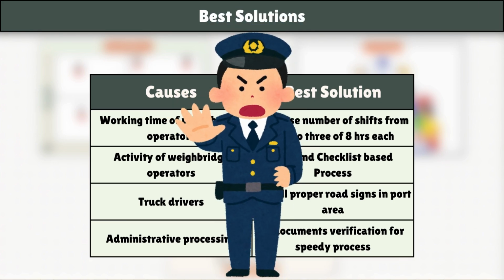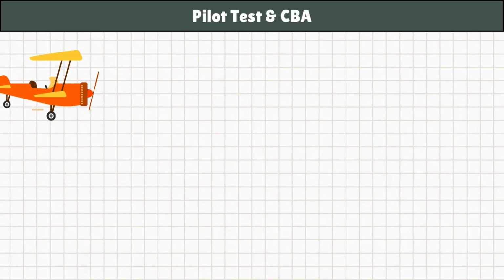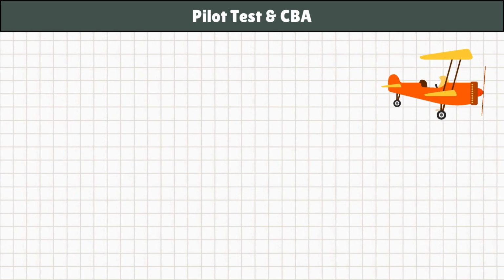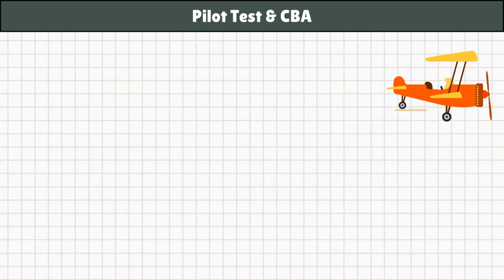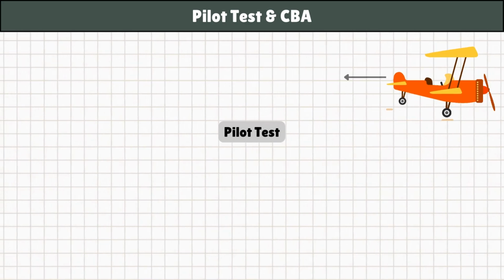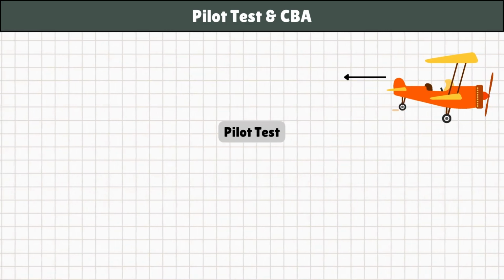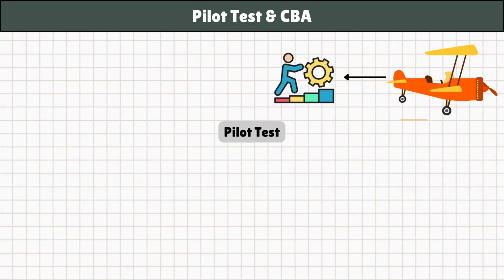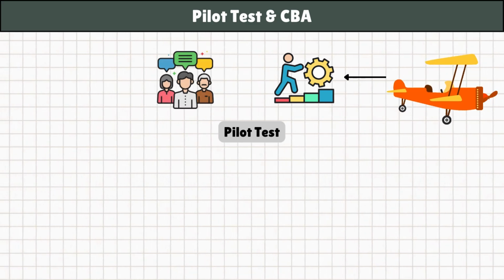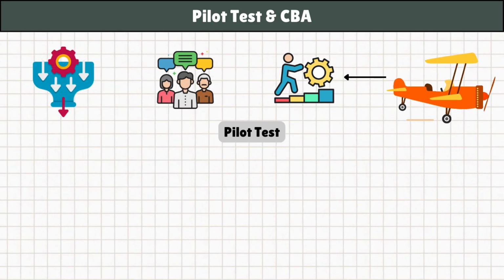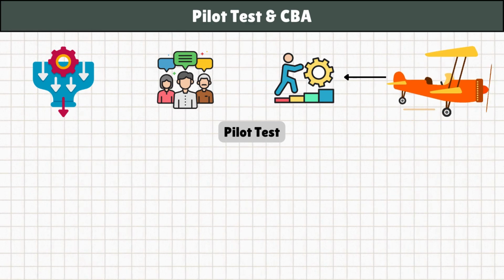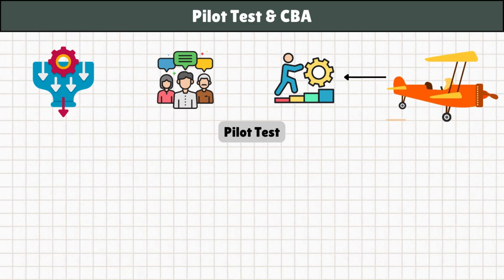But before full-scale implementation, we need to test them in the field. That's where pilot testing comes in, where we conduct a pilot study, implementing each solution on a small scale and measuring its real-world impact. During the pilot phase, we closely monitor process performance, employee and customer feedback, and various operational bottlenecks. And based on the pilot study results, we fine-tune our solution before full-scale rollout.